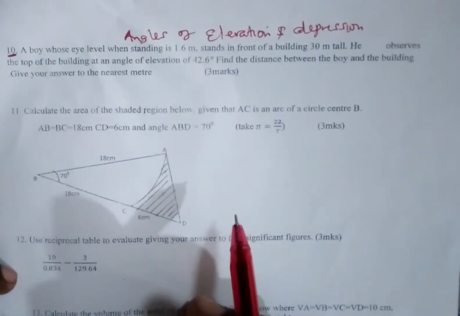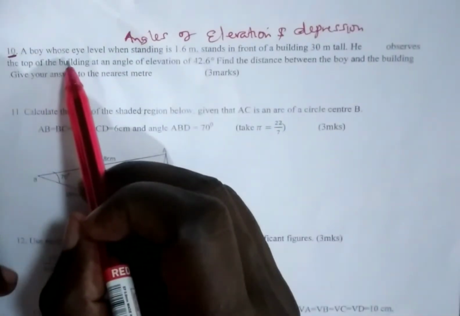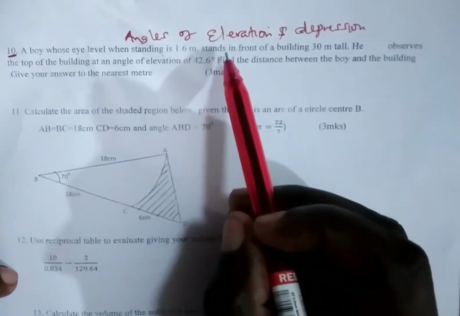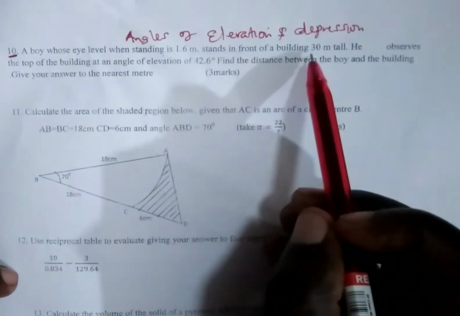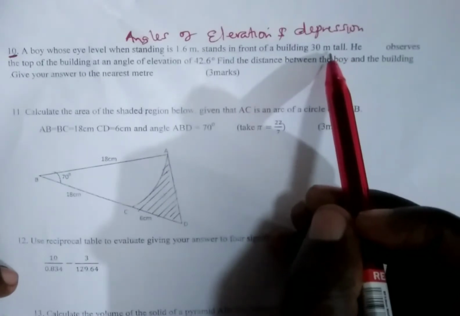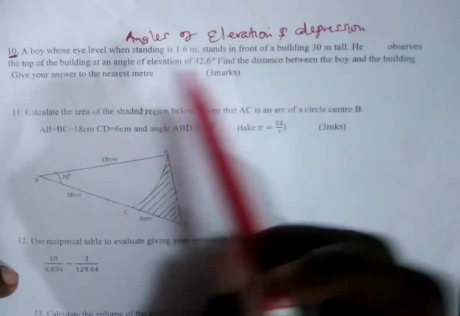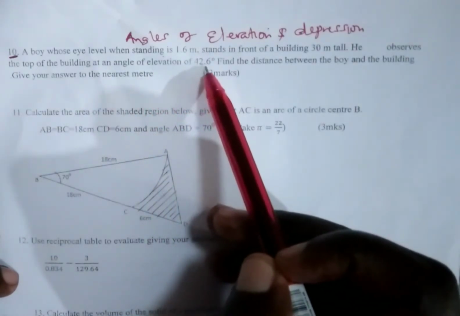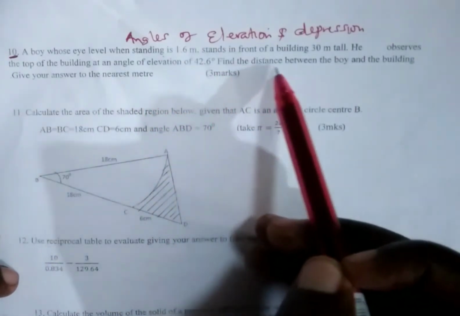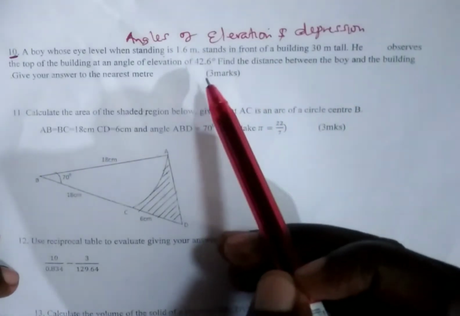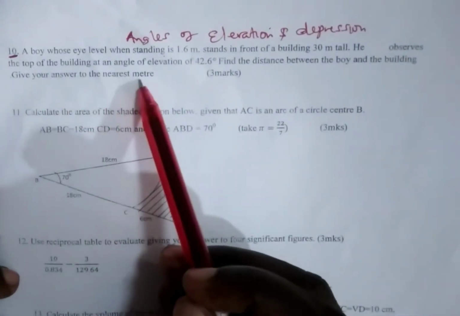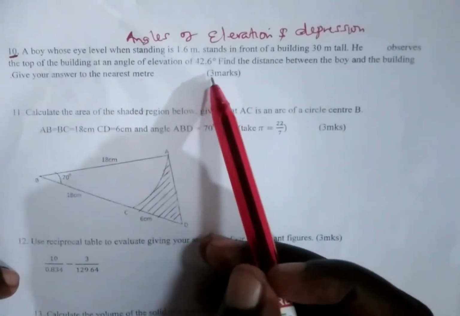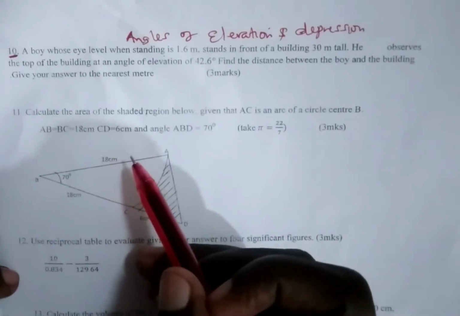The question that we have reads, a boy whose eye level when standing is 1.6 meters stands in front of a building which is 30 meters tall. He observes the top of the building at an angle of elevation of 42.6 degrees. Find the distance between the boy and the building, giving your answer to the nearest meter for you to get 3 marks. The best way to do this question is first by sketching.